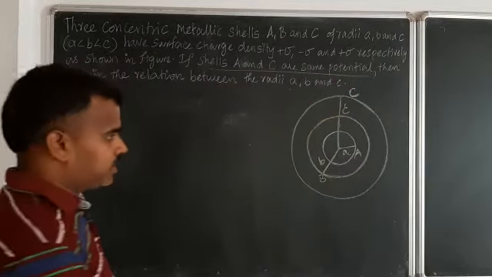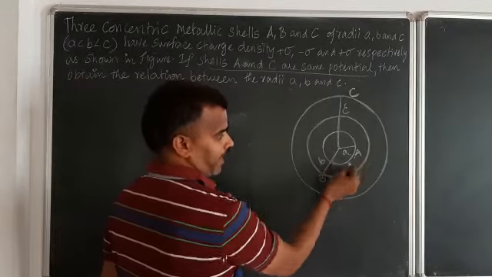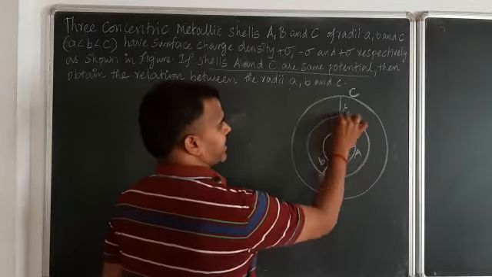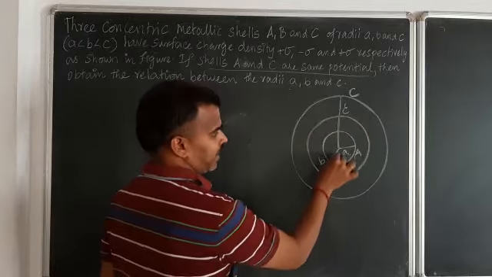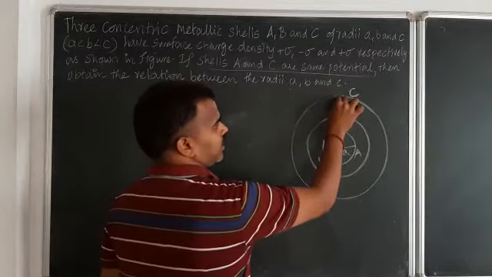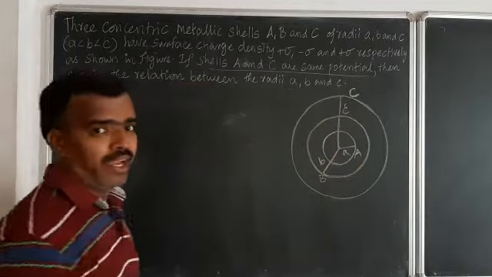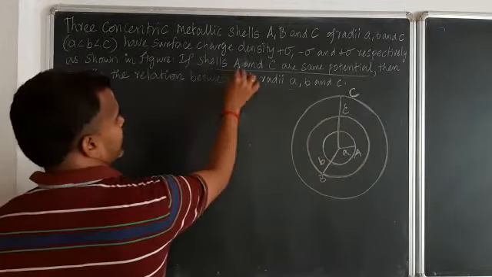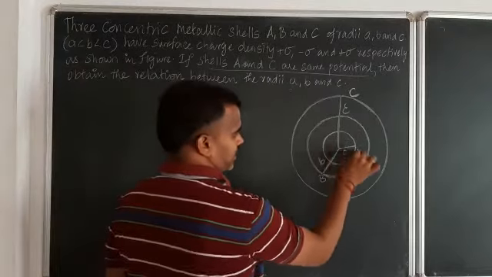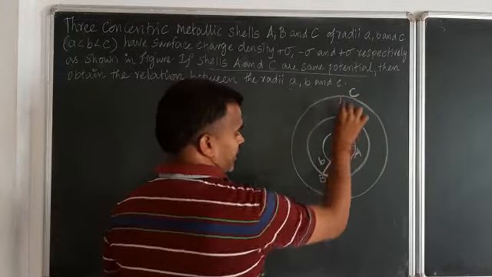Now this is the diagram they have given. The first sphere is named A, with radius small a, the second sphere is named B, with radius small b, and the third sphere is named C, with radius small c. If shells A and C are at the same potential, then we should calculate the potential of this sphere as well as the potential of this sphere C.